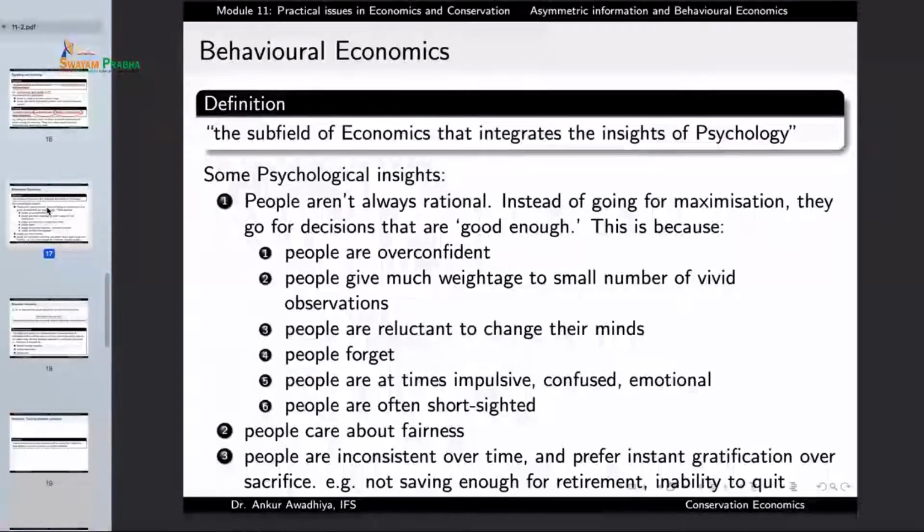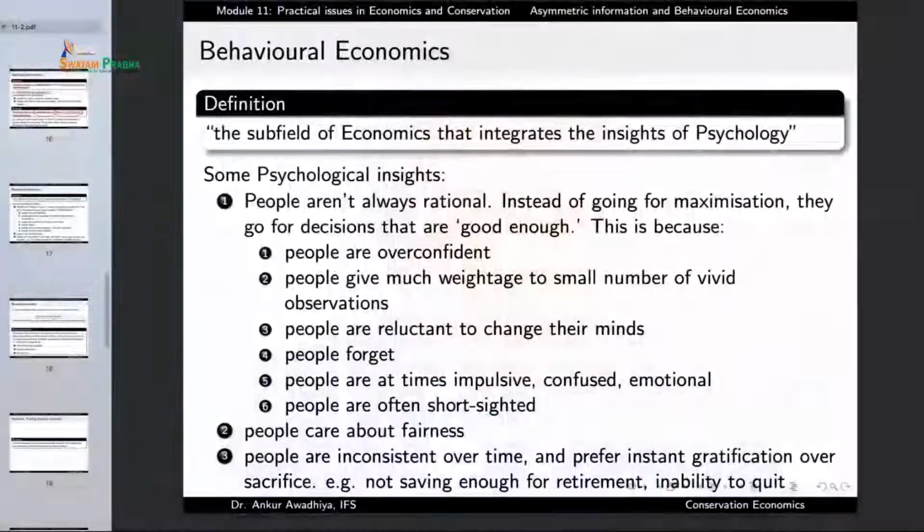Now, all these things come under the ambit of behavioral economics. Behavioral economics is the subfield of economics that integrates the insights of psychology. What we are doing in behavioral economics is that we have certain insights from psychology about how people think, how people make decisions, and we are incorporating those insights into our models to understand how people make decisions. When that is done, we say that we are doing behavioral economics.